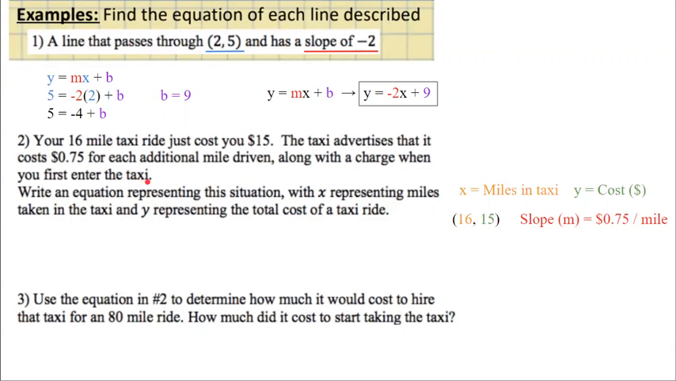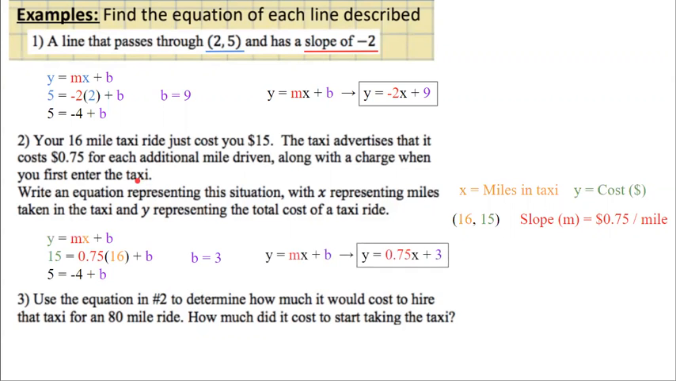Now, to find the equation of the line, we'll simply just go through the same process to solve for the y-intercept, substituting in all the information we know, and then we'll find that b equals 3. Plug that back into our slope-intercept form, and our final equation is y equals 0.75x plus 3.